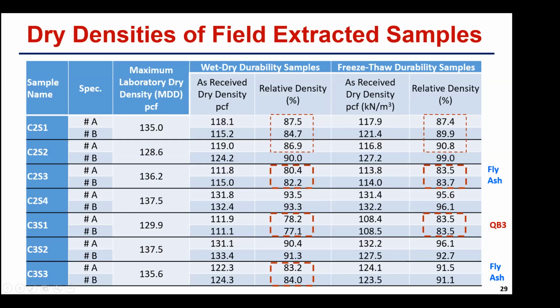But is that density the only factor that we have and that is contributing to the low wet-dry and freeze-thaw durability of the QB3 and the fly ash? Well, if you compare other samples that performed well and they were also at a low relative density, then that's obviously not the only reason.